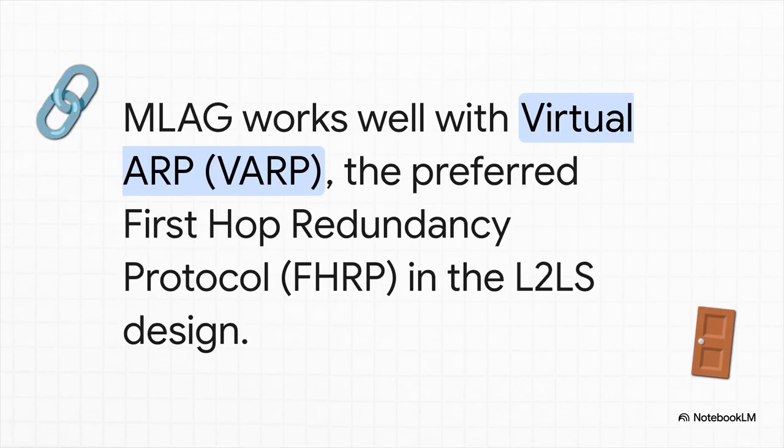And this whole concept even extends to how servers talk to the rest of the world. MLAG works hand in hand with protocols like VARP, or Virtual ARP. This allows two leaf switches to share a single gateway IP address, creating a fully redundant active-active path for servers to send traffic off their local network.